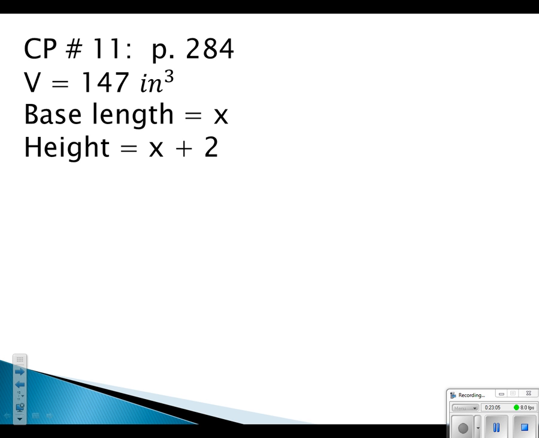In the original one it said, you're designing candle making kits. I'm on page 284, by the way. Each kit contains 25 cubic inches of candle wax and a mold for making a pyramid-shaped candle.